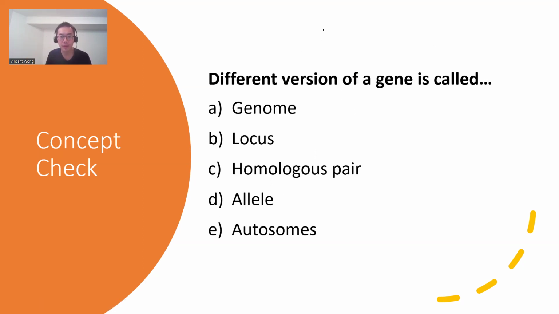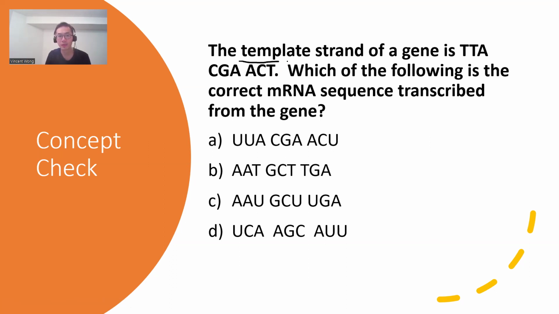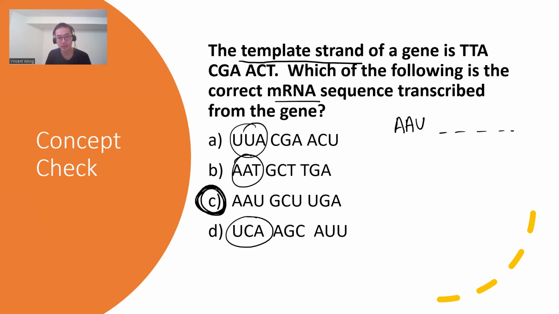We are given the template strand right here, and we're trying to build the mRNA, right? So if the template is given, then the mRNA is going to be complementary. So complementary to TTA is AAU. And then you might not have to do the rest because you just have to check, right? That's not AAU, that's not AAU, that's not AAU. So the correct answer is C. You can do the rest just to be sure, but the answer is C.